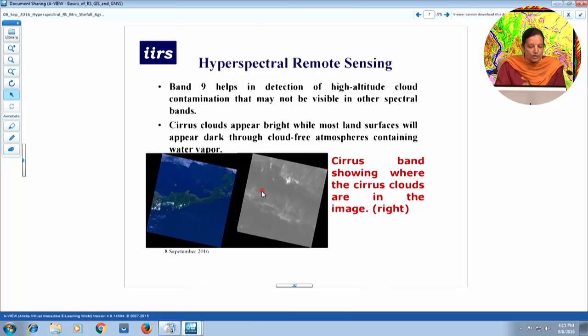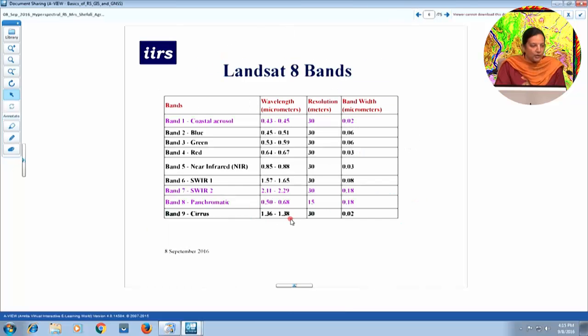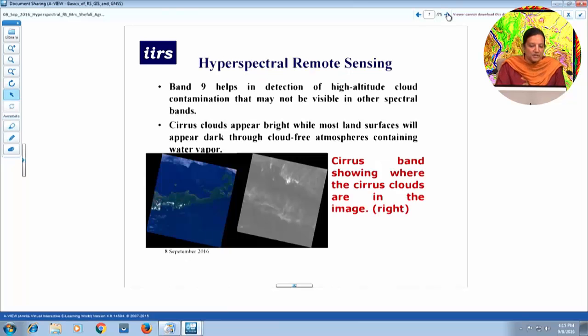If instead of 1.36 to 1.38, it had been 1.2 to 1.4, then the energy measured in the broad region is an average reflected energy from the entire region of the spectra. So this minute absorption band will not make much impact. You will not be able to detect the features. So in order to use the property of the water absorption band, which occurs in a very small region, I need to design sensors with bands that observe in regions which are narrower in nature. So that is the reason why hyperspectral came into being.